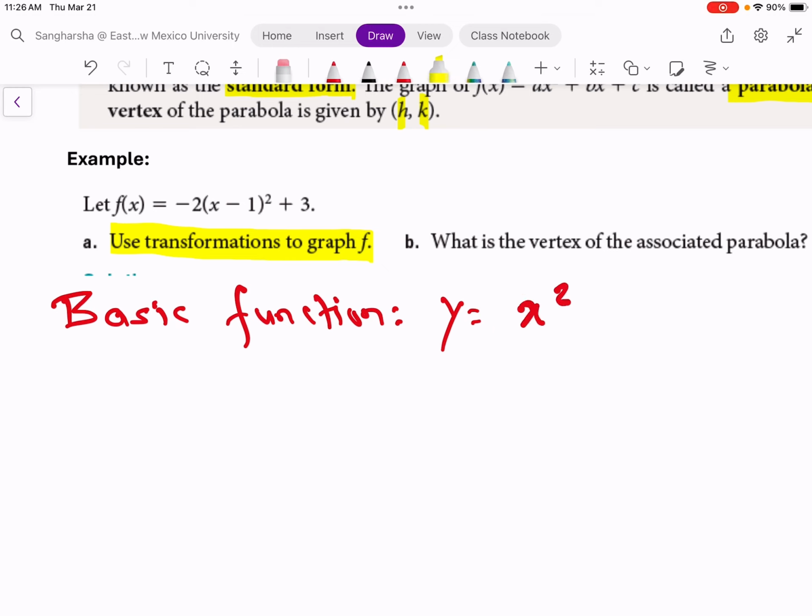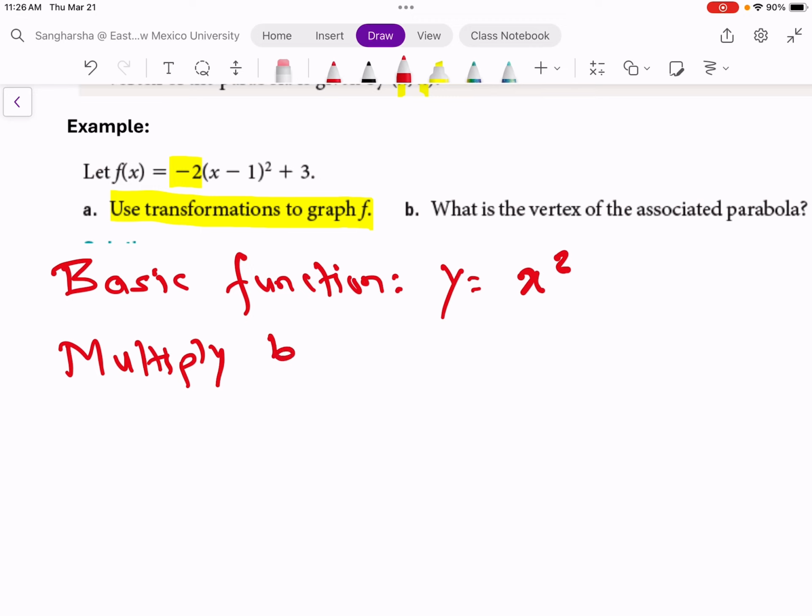Here, we have negative 2 in front of the square term, right? So let's give negative 2 here. And how can we give that? We have to multiply, right? So we have to multiply the basic function by negative 2. We are starting from the basic function, and now we want negative 2 in front of the square term. That's why we multiply by negative 2.